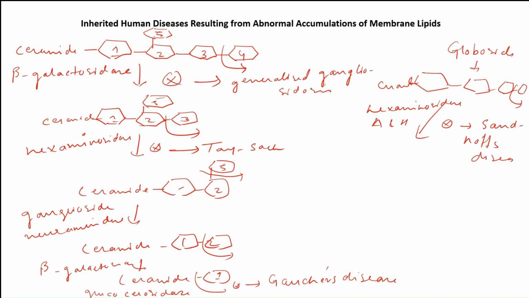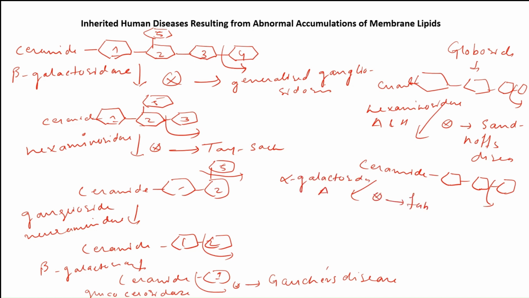So after removal, the compound formed will have 3 carbohydrates. Now again, this last one is removed with the help of enzyme alpha-galactosidase A. If not removed, it will cause the disease Fabry's disease. So after removal of this, it will come to this point. Similarly, from sphingomyelin also it can come.